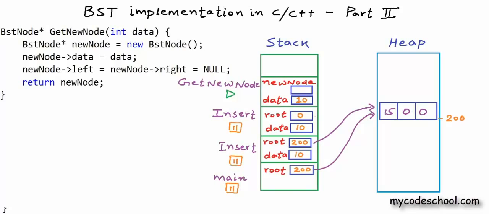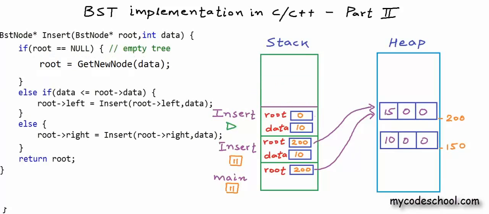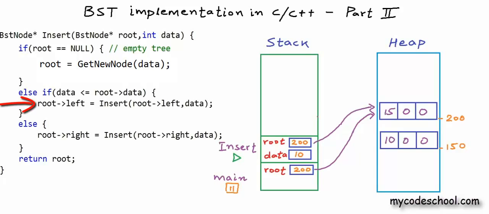Here we are creating a new node in heap. Let's say we got this new node at address 150. Now get new node will return 150 and finish. Execution of this call to insert will resume at this line. Return of get new node will be set here, and now this call to insert will return address 150 and finish. Insert below will resume at this line, and now in this insert call, left child of this node at address 200 will be set as return of the previous insert call, which is 150. So now these two nodes are linked, and finally this insert call will finish.